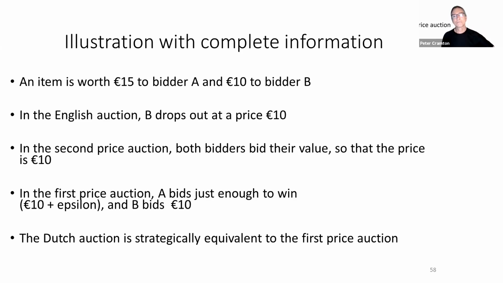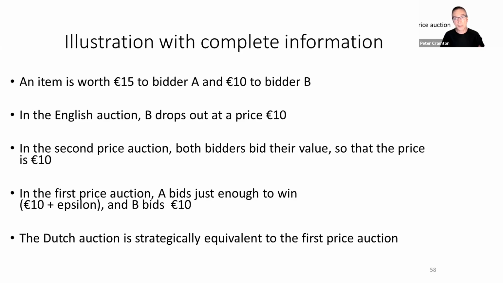First price auction. Here the bidders will optimally think about the trade-off, and A realizes that they can get away with bidding 10 plus epsilon and still win, and so does that. So A wins and pays 10 euros plus a penny. And of course, the Dutch auction is the same, so that we get the exact same outcome, 10 euros.